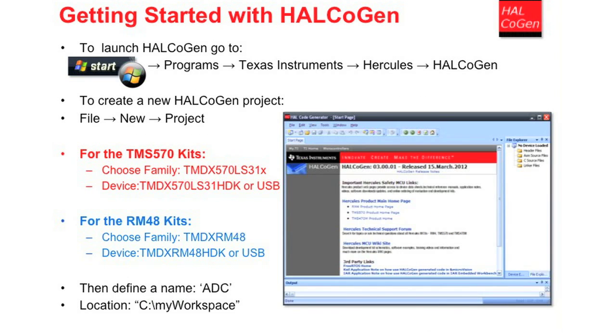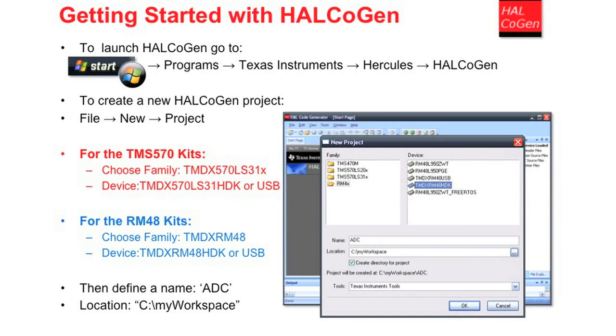To start the HALCoGen application, go to the Windows Start menu and select Programs, Texas Instruments, Hercules, HALCoGen. To start a new HALCoGen project, select File, New, Project. Once the new project window has opened, the device family and specific device must be selected. Then the name of the project can be entered along with the location for all generated code to be stored.